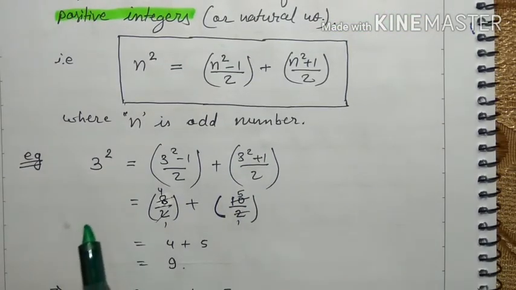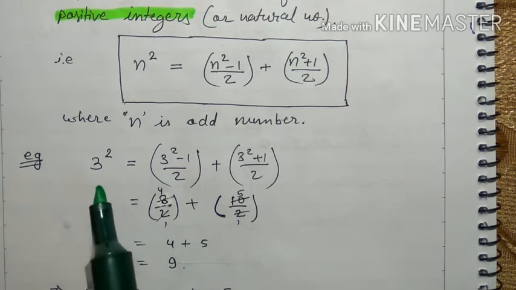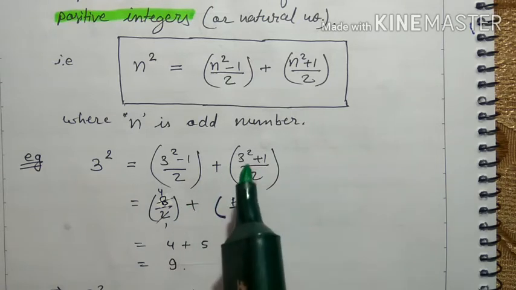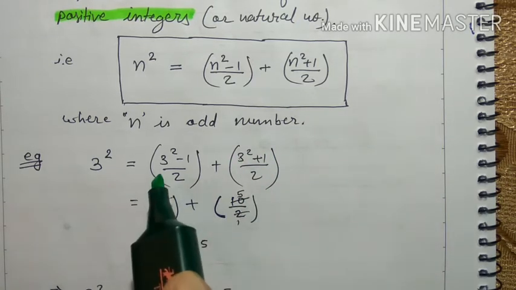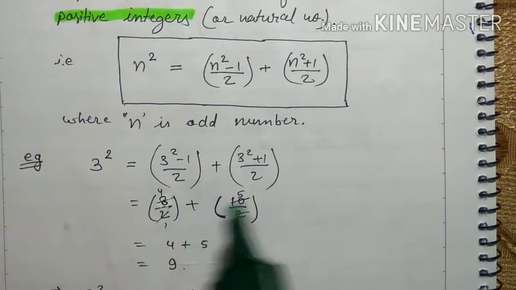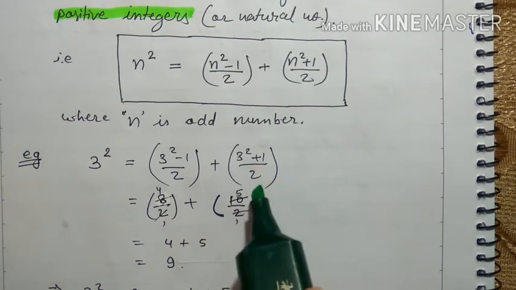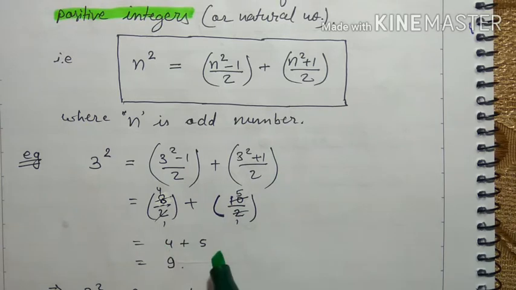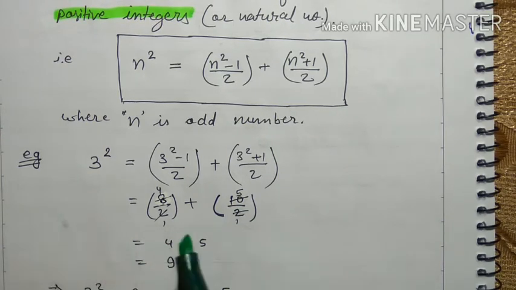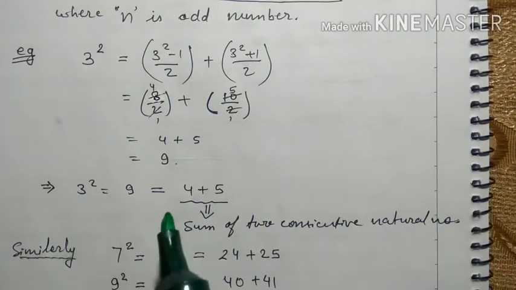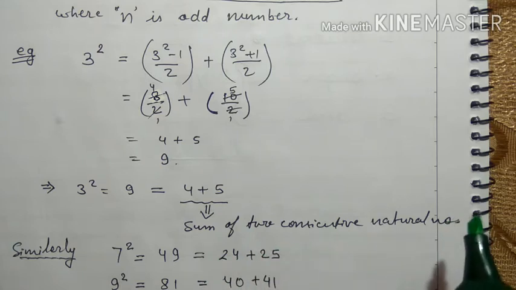3 square, the square of 3 is 9, we know, but 3 square can be expressed as (3 square minus 1) by 2 plus (3 square plus 1) by 2. We know 3 square is 9, 9 minus 1 is 8, 8 by 2 is 4, and here 9 plus 1 is 10, 10 by 2 is 5. So 4 plus 5 is equal to 9. So 3 square can be expressed as 4 plus 5, where 3 square is 9 and 9 is 4 plus 5, which is the sum of two consecutive natural numbers.